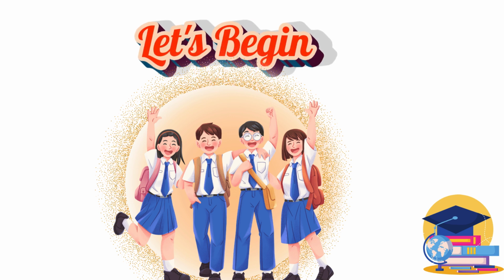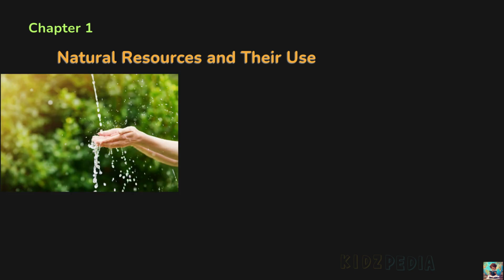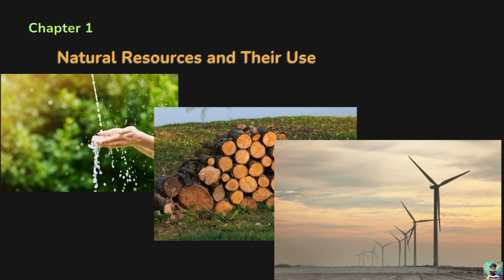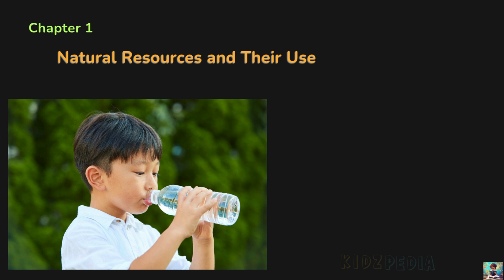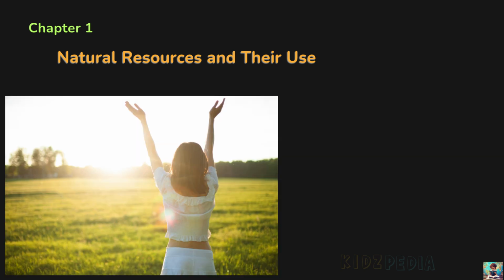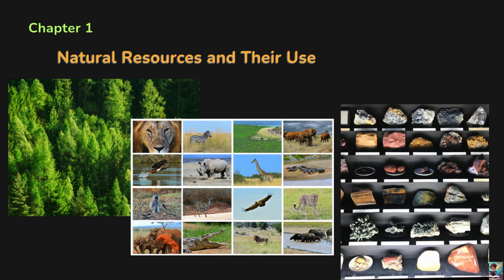So, let's begin. Natural resources and their use. Natural resources are things we get from nature that help us live and survive. For example, air we breathe, water we drink, soil where plants grow, sunlight that gives us energy, forests, animals, minerals, and so on. We did not create this. Nature gives them to us for free.